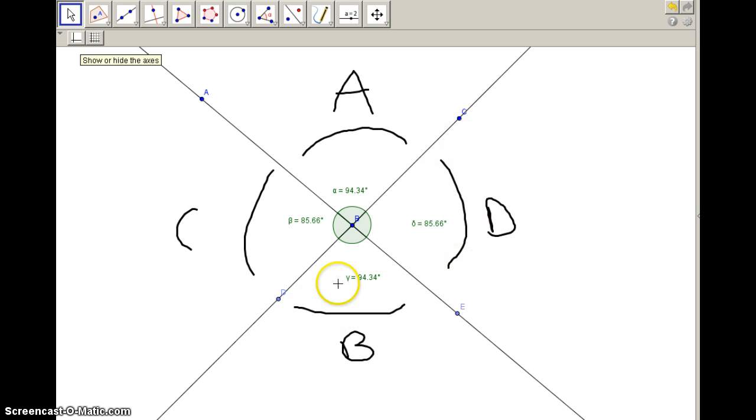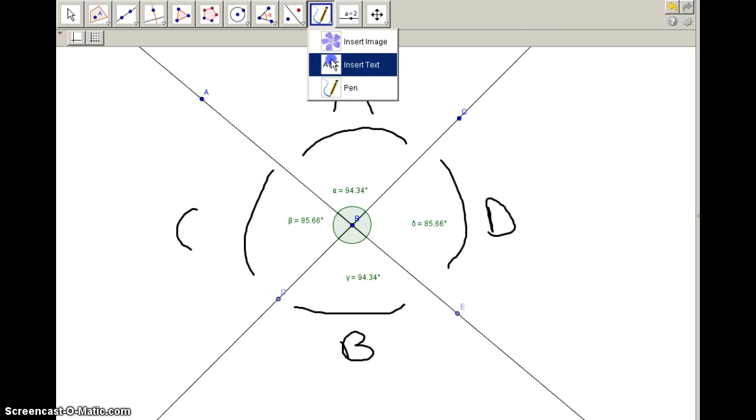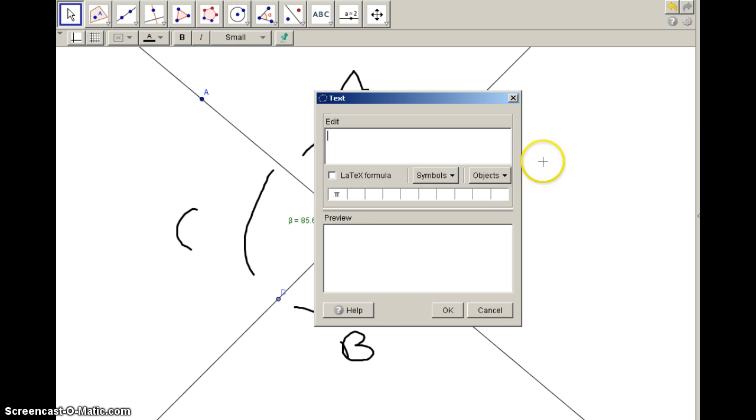And so if you add their measures, they're going to equal 180 degrees. So, how does that kind of help us out? Well, let's think about this. I'm going to put some text over here, and let's see how this will work.